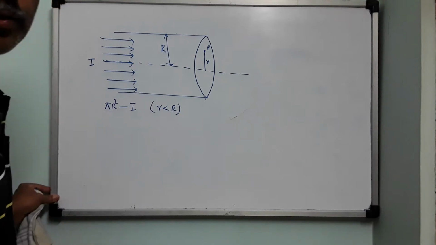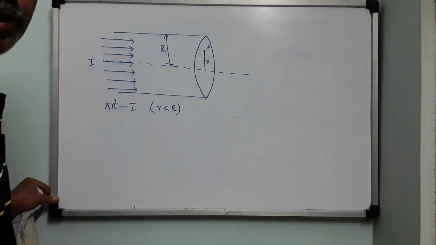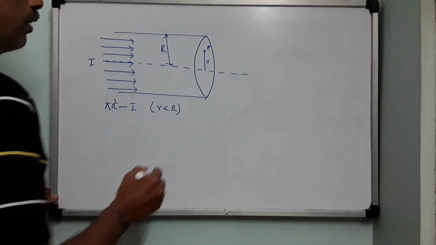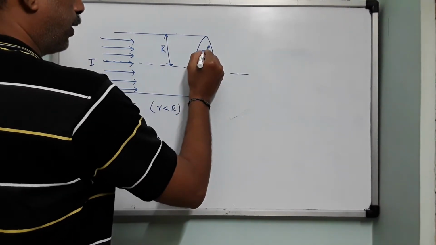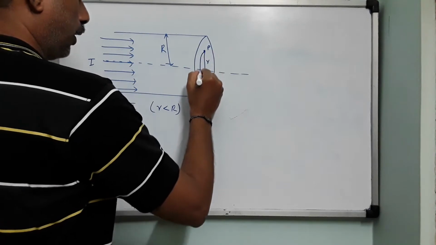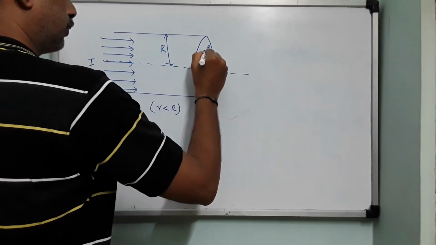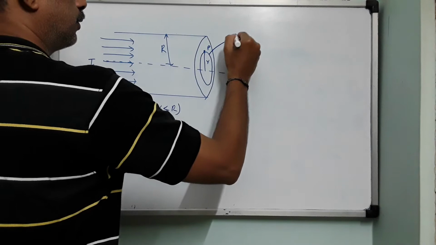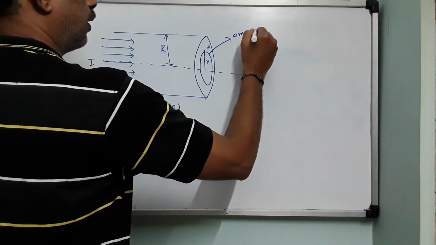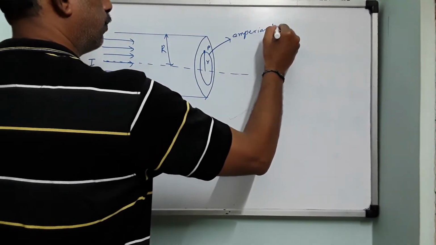The law demands to draw an Amperian loop in order to enclose the current in the conductor as well as the point of interest. So if I draw an Amperian loop about this point, it will be like this. So this is the Amperian loop.